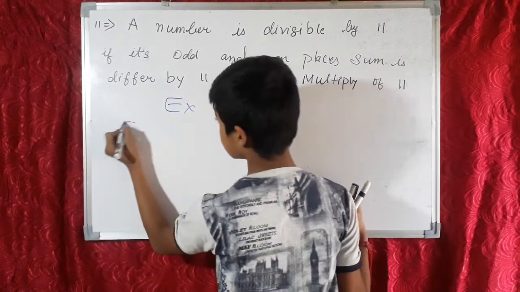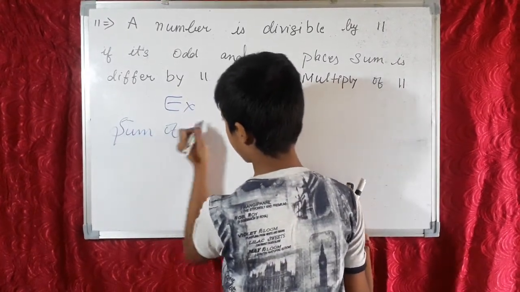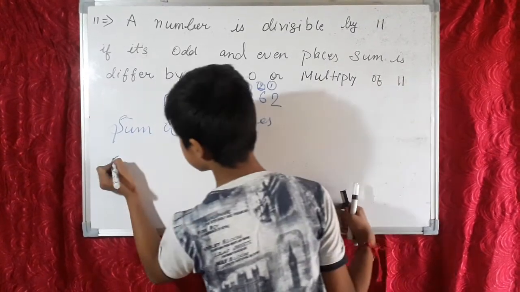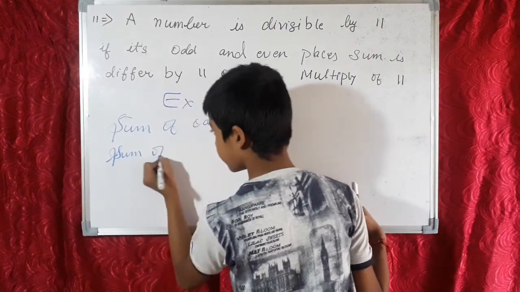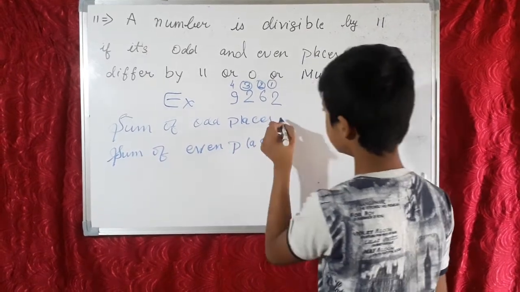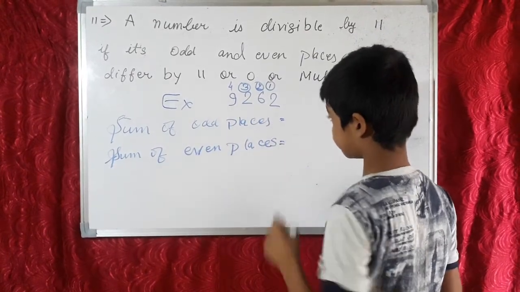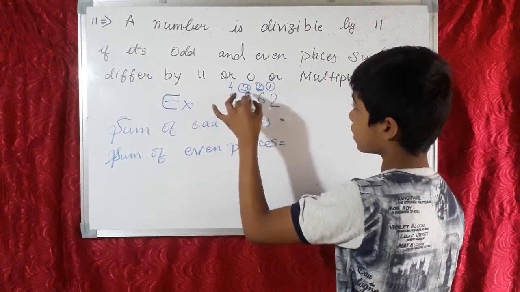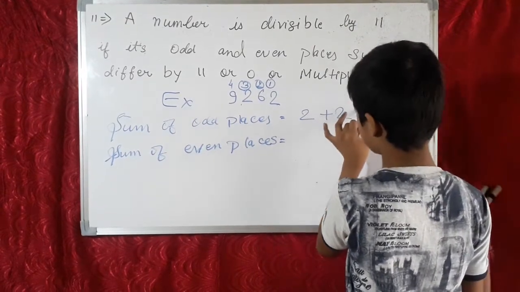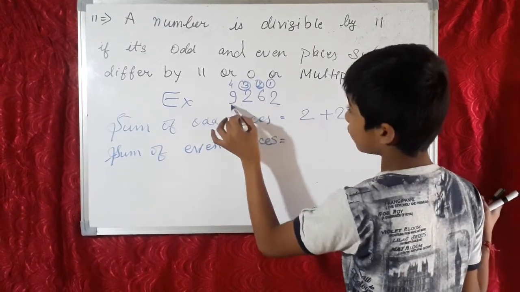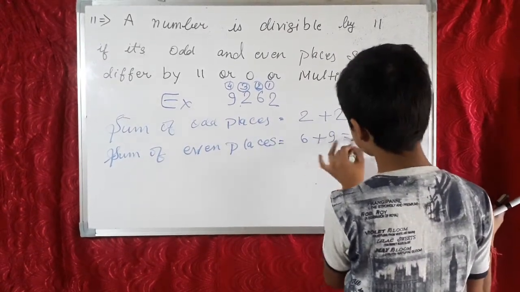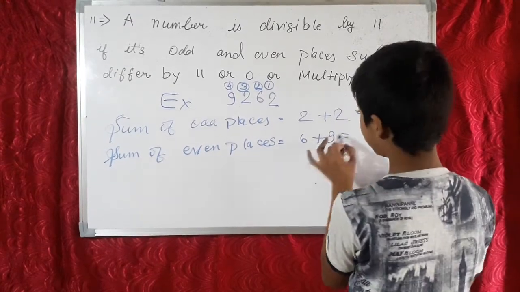So we will write here the sum of odd places. Then we will write the sum of even places. Okay. So the first and third places are our odd places, so 2 and 2 are our odd digits: 2 plus 2. And the second and fourth places are our even places, 6 and 9: 6 plus 9. So 2 plus 2 is 4, and 9 plus 6 is 15.